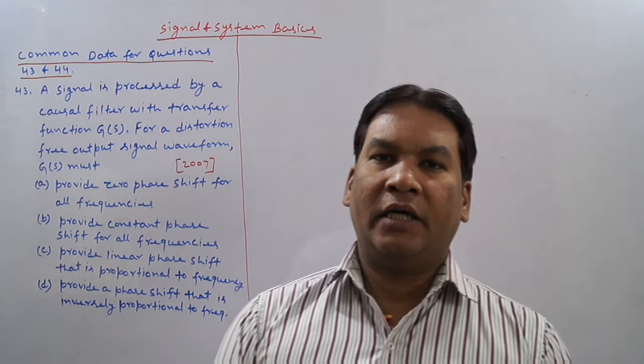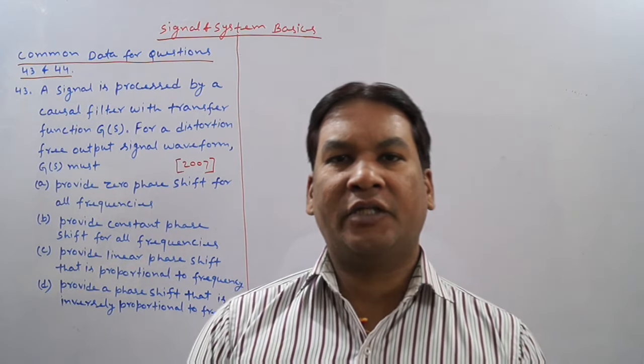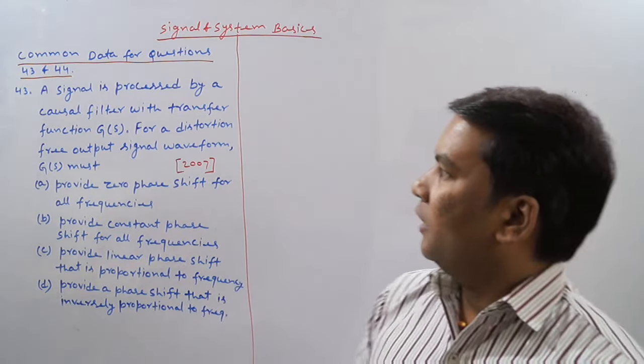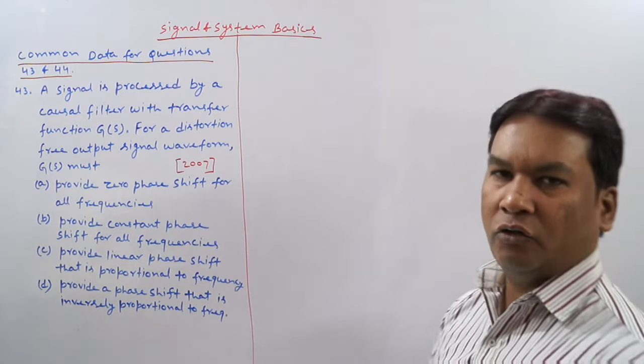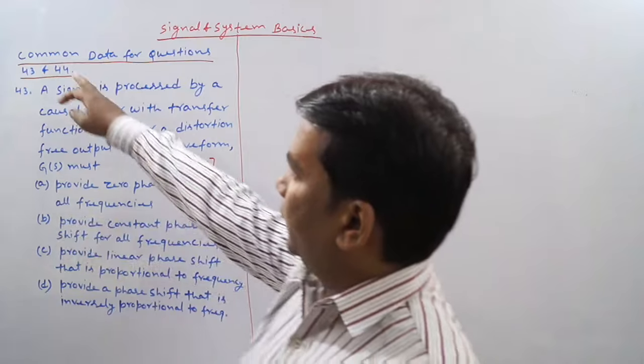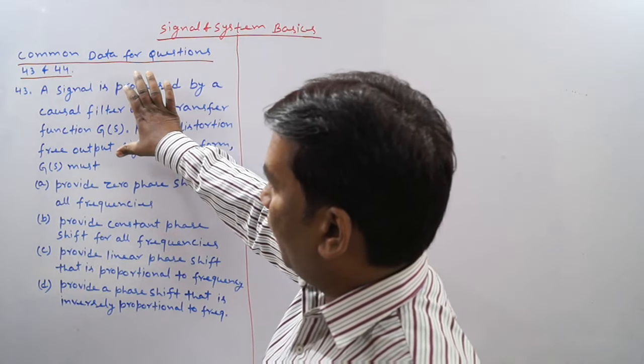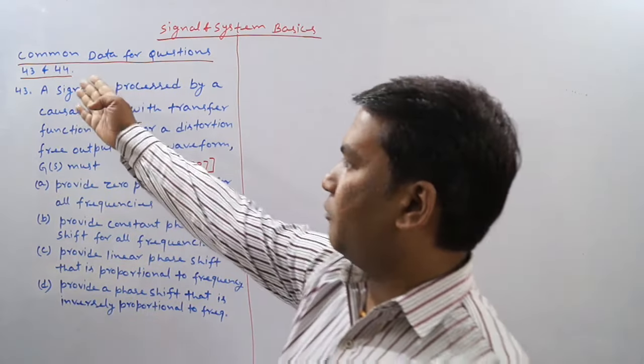Friends, now we are in the 11th class of Signal and System Basics. Here there is one common data question which has been asked in GATE 2007. This is the common data for question number 43 and 44.